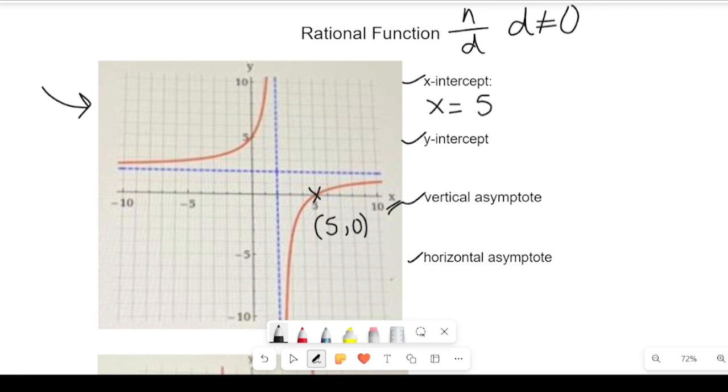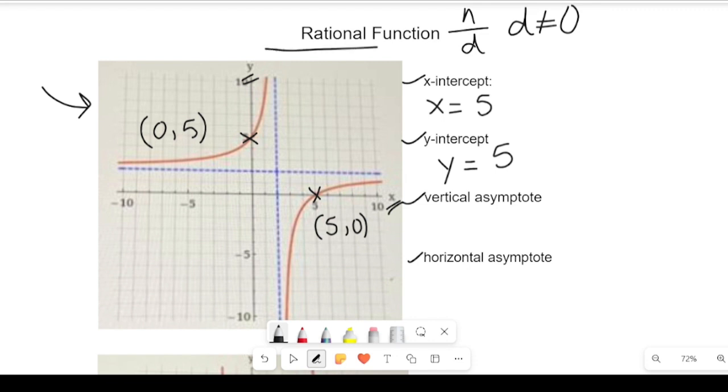Now, our y-intercept is a point on the y-axis where our curve intersects. This is the point on our y-axis where the curve intersects, and at this point our x is 0 and our y is 5. So the y-intercept is y equals 5.